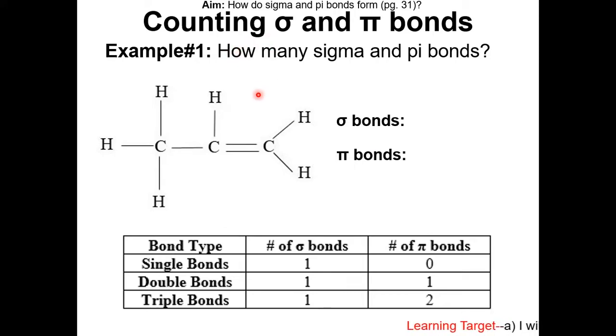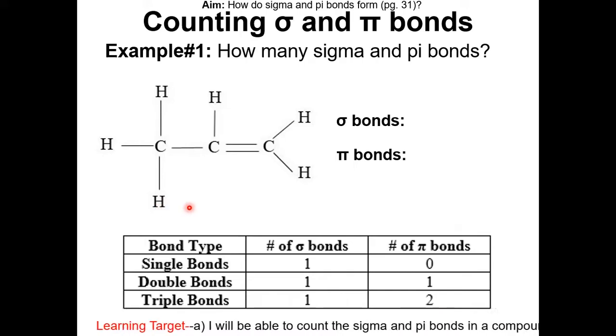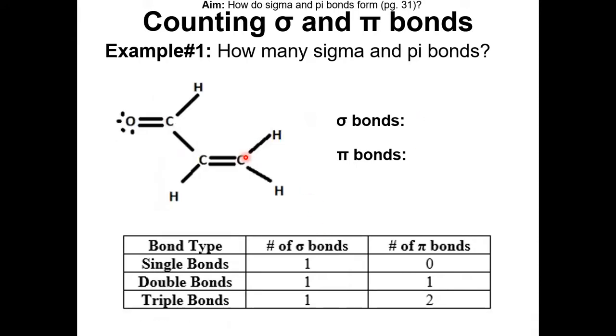Let's look at the first example. Keep in mind, a single bond is only 1 sigma bond, a double bond is 1 sigma and 1 pi bond, a triple bond is 1 sigma and 2 pi bonds. In this molecule, there are 1, 2, 3, 4, 5, 6, 7, 8 sigma bonds and 1 pi bond from the double bond. Let's look at example 2. There are 1, 2, 3, 4, 5, 6, 7 sigma bonds, and there are 2 pi bonds. There's 1 pi bond in each of the double bonds.